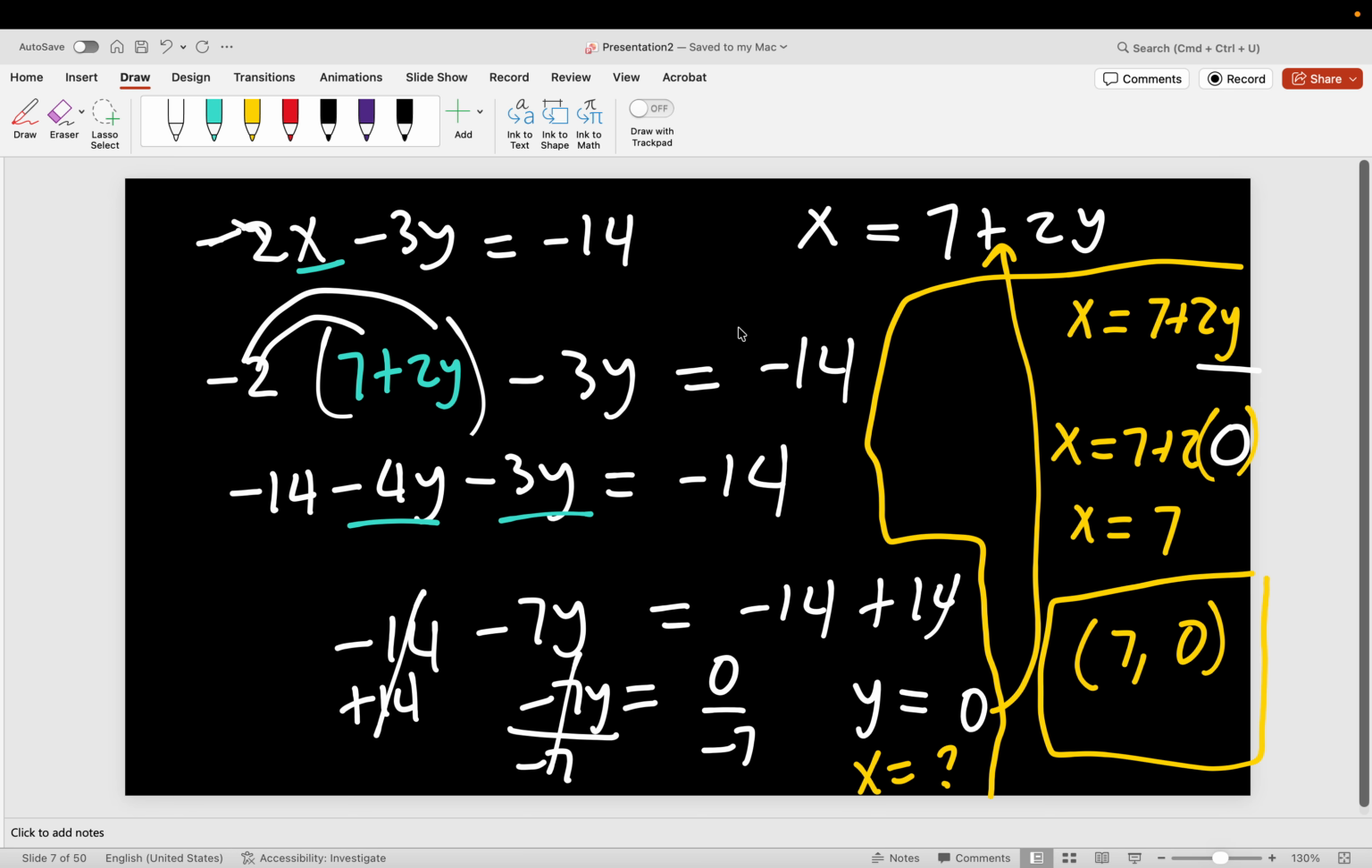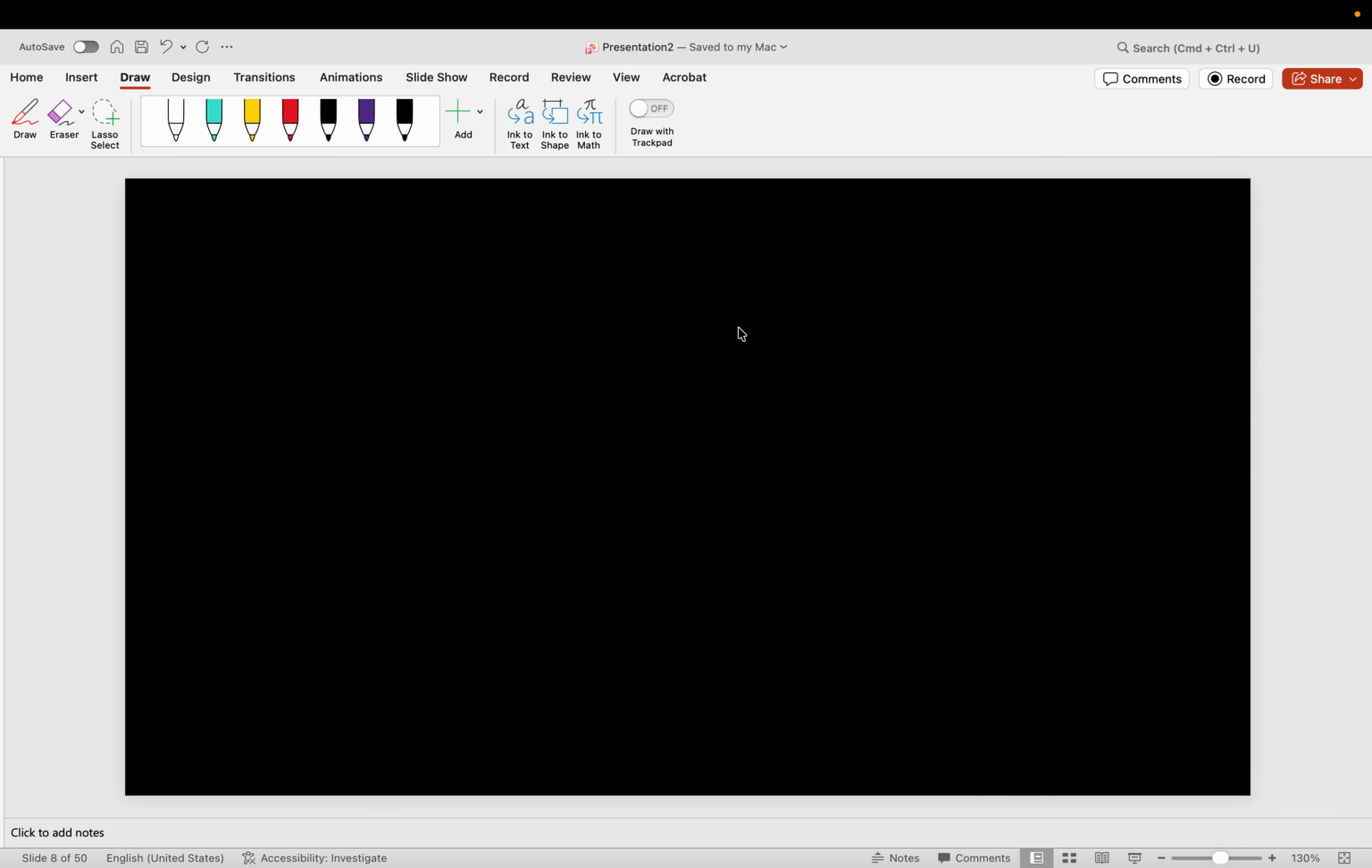Okay, so let's try the same problem, but now let's do elimination. So the problem is negative 2x plus 2y equals negative 7, and then negative 2x minus 3y equals negative 14. The thing about math is we're not very creative, so when we name things, it usually tells you exactly what the thing does, right?